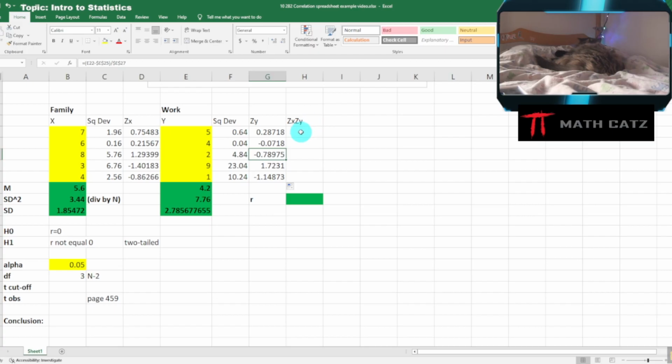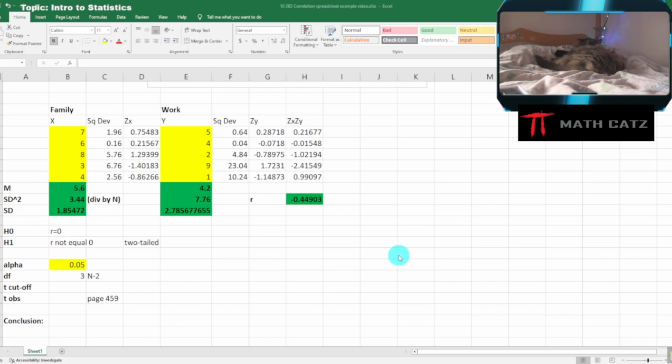Now I want to calculate the product of the corresponding z-scores. So it's that one times that one. Not fixed because I want them to be copied down. Check a random one. Perfect. And finally, the R, the correlation coefficient, is going to be the sum of those divided by n, or that's just an arithmetic mean. So that's the same as the average of them. And there we go.